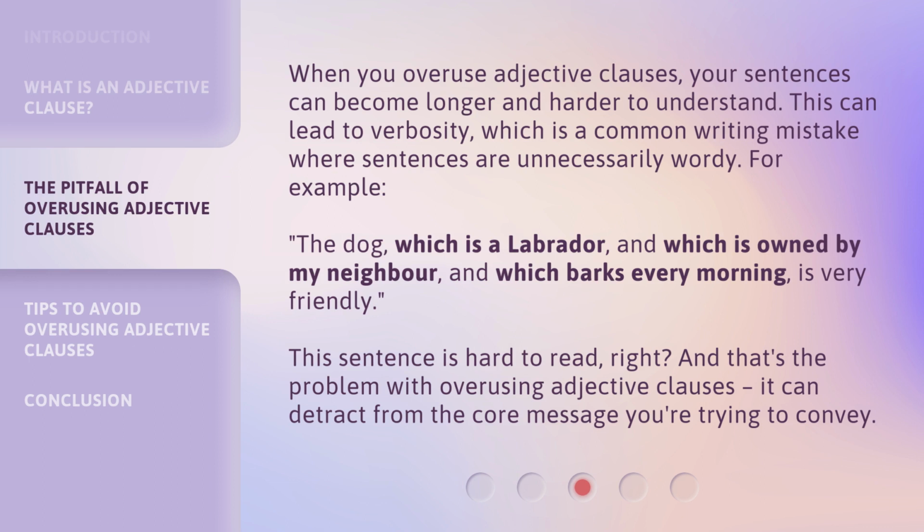For example, the dog, which is a Labrador, and which is owned by my neighbor, and which barks every morning, is very friendly. This sentence is hard to read, right? And that's the problem with overusing adjective clauses. It can detract from the core message you're trying to convey.